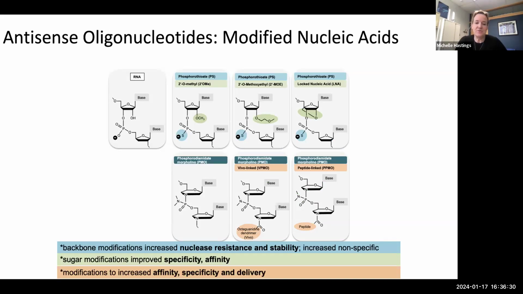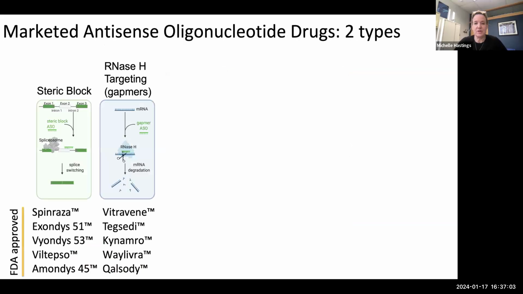And so this is just a few. This has become a very large field, the chemistry of nucleic acids. These are some types of them shown here and some of the features. So the backbone modifications have increased nuclease resistance and stability. Sugar modifications have improved the specificity and the affinity, and other modifications have helped with that as well as delivery. And so there's just a lot of features that you can modify to improve their drug-like qualities.